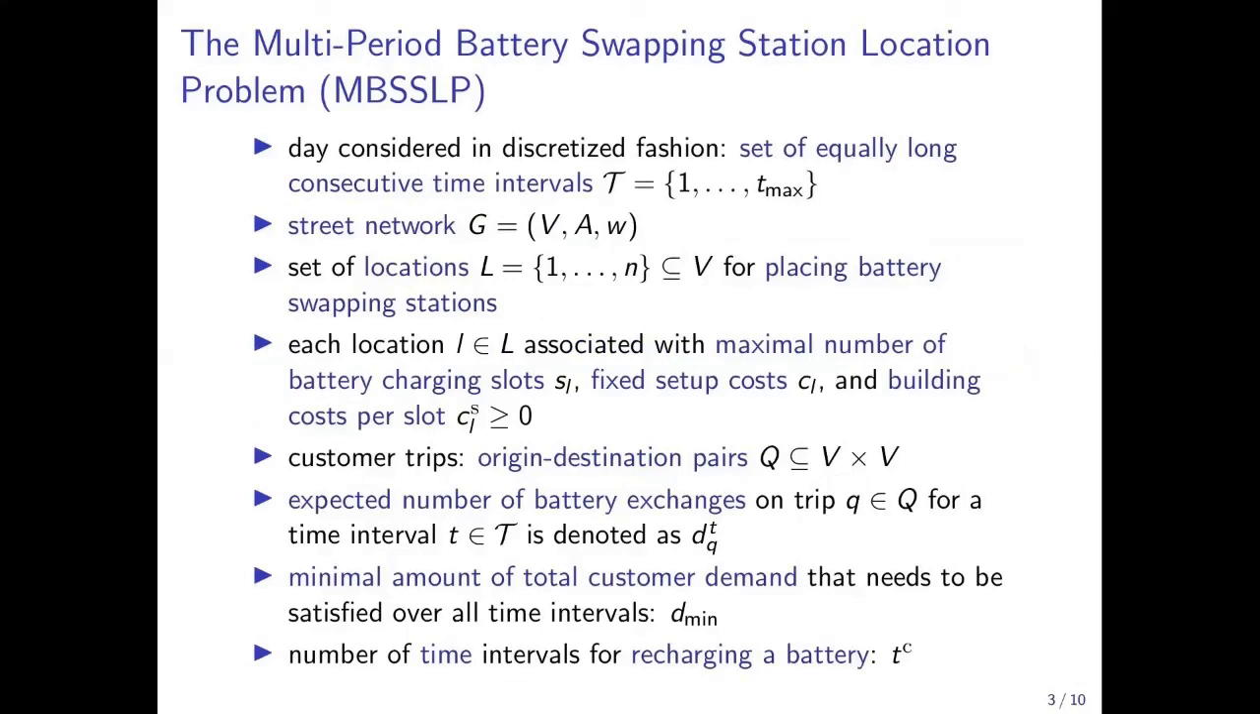The problem is defined for a whole day, which is partitioned into a set of time intervals. We have a street network on which customers travel, and on some locations in this network we are allowed to place battery swapping stations. And of course, building a battery swapping station and adding charging slots to it is associated with costs. And each station only can have a specified maximum number of battery charging slots. Customer trips are given as origin destination pairs, and for each trip we know the expected number of customers that want to exchange batteries for all time intervals. We also have a minimal amount of total customer demand that needs to be satisfied over all time intervals. And finally, we are given a time required for recharging a battery.